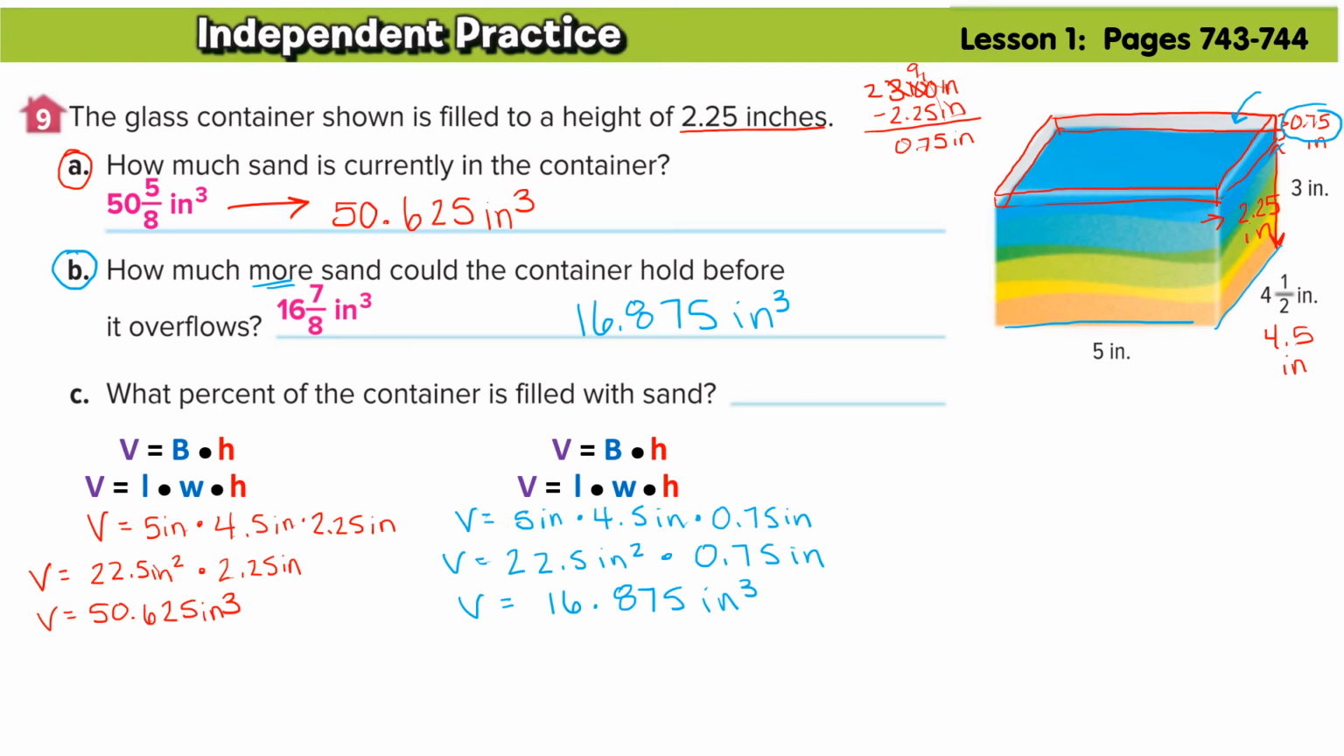Now, we'll go with purple. What percent of the container is filled with sand? Now to figure out this, I need to know how much sand would be in the container if the container was completely filled. Okay, so let's pretend the container was completely filled. So we're going to multiply as if it was completely filled.